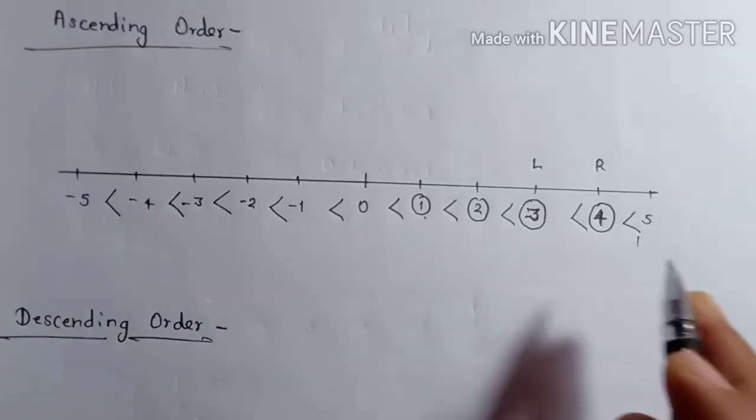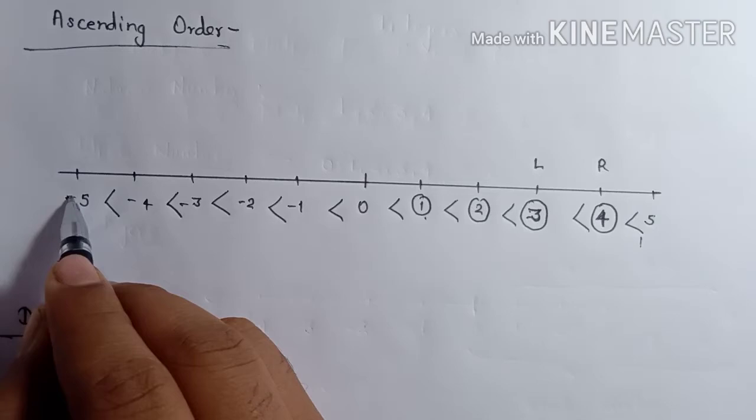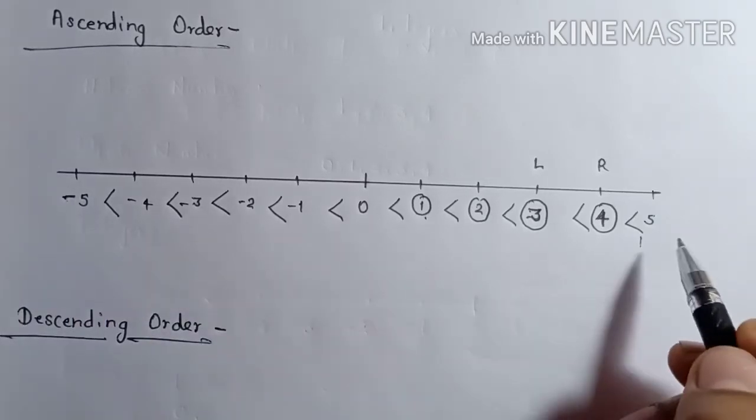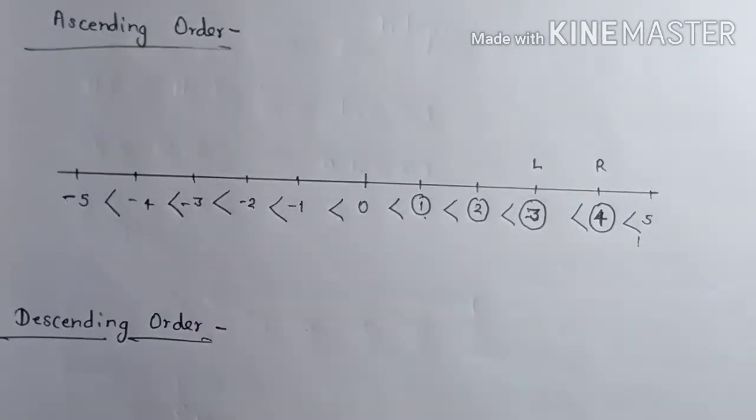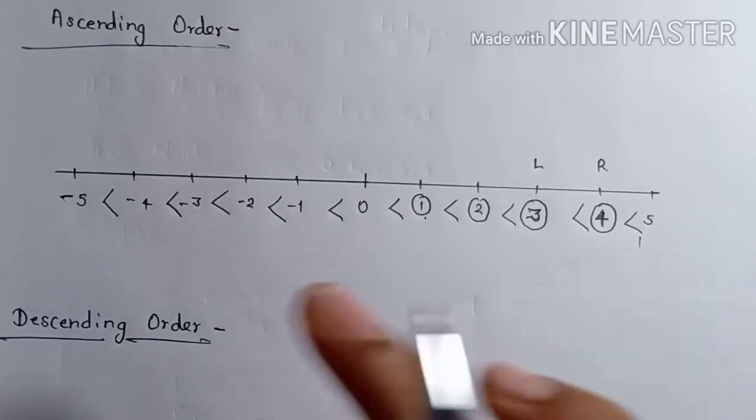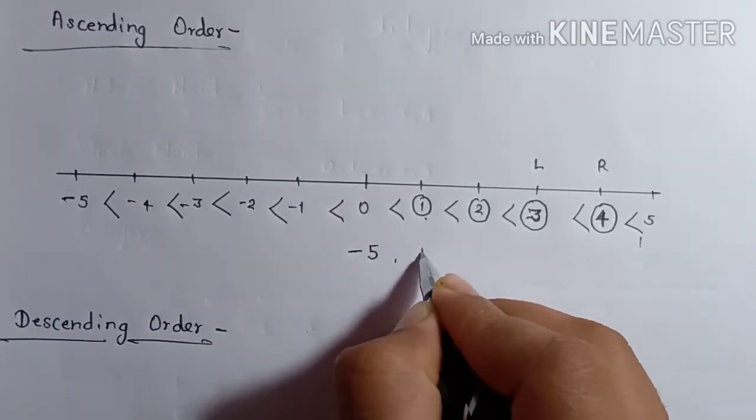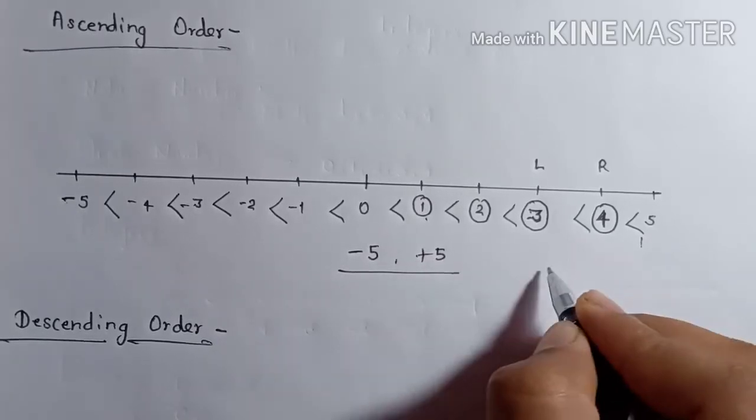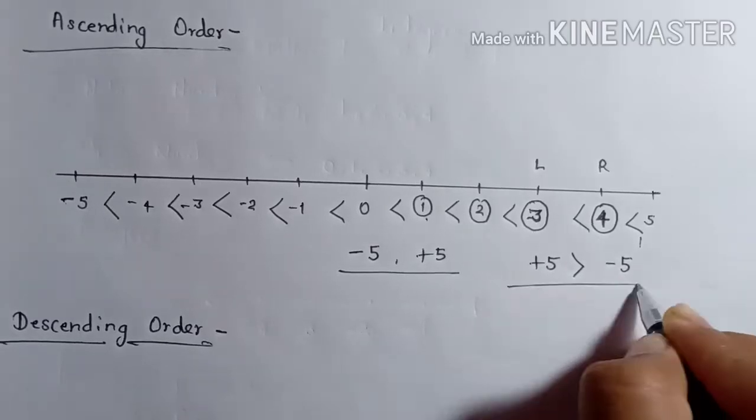The whole number line follows this property. So if someone asks you a question, which is greater, minus 5 or plus 5, plus 5 is on the right hand side of minus 5, so the answer is plus 5 is greater than minus 5. Okay, you have to choose between minus 5 and plus 5, no? So here plus 5 is greater than minus 5. This is the answer.